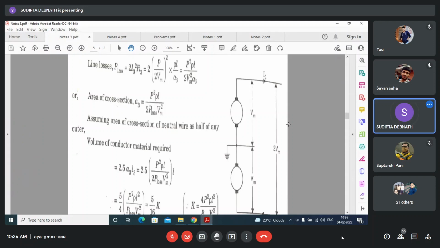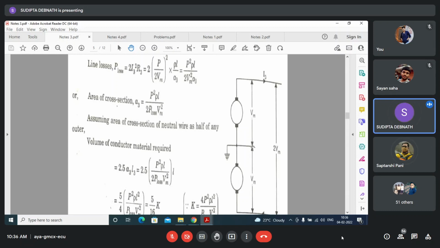Now see, I have told that we are considering a balanced system. Balanced system means whatever current I3 is going out, here I3 is coming in. Same current. So what will be the current through this wire? This is called the neutral wire. Current through this neutral wire will be 0 under balanced condition.